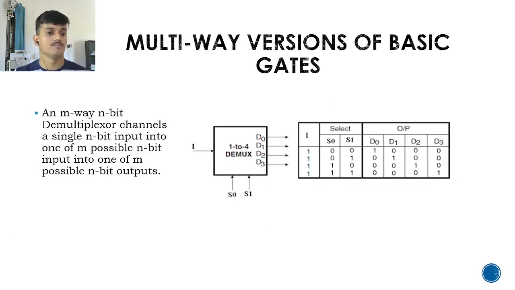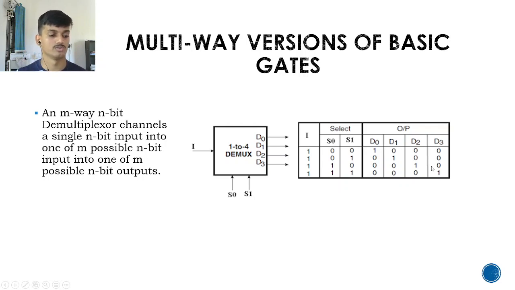An M-way N-bit demultiplexer channels a single n-bit input into one of the possible n-bit outputs. So this is a demux where you select an input, which will be a 16-bit input, passing through any one of these outputs. Here, when the selection bits are 0 and 0, the input will pass to data line 0. With 0 and 1, the input will pass to data line 1. With 1 and 0, the input will pass to data line 2. With 1 and 1, the input will pass to data line 3.